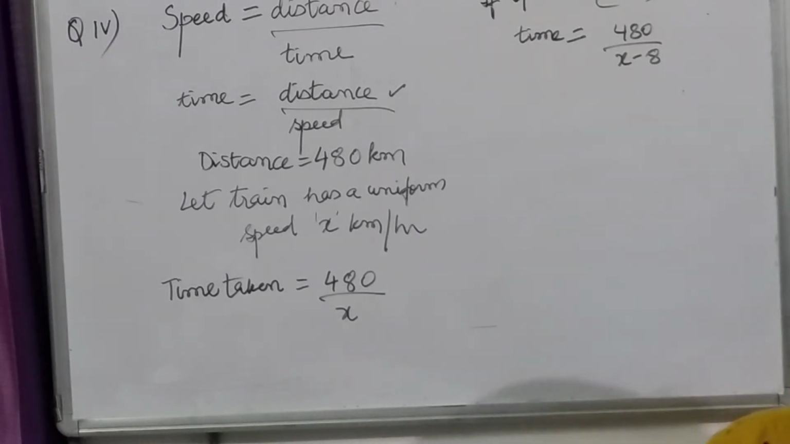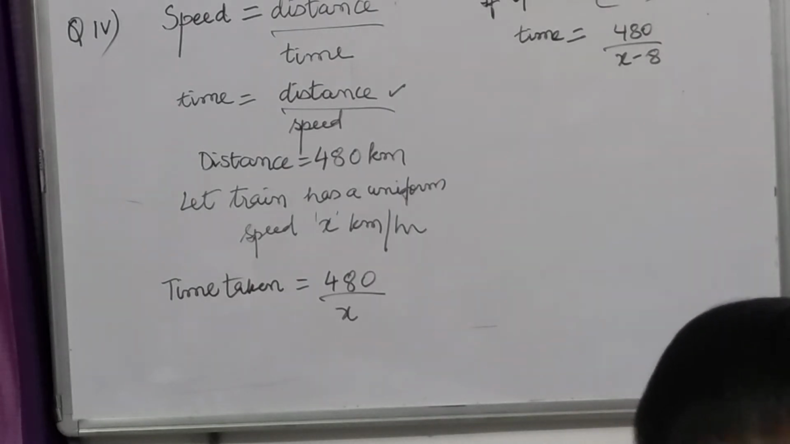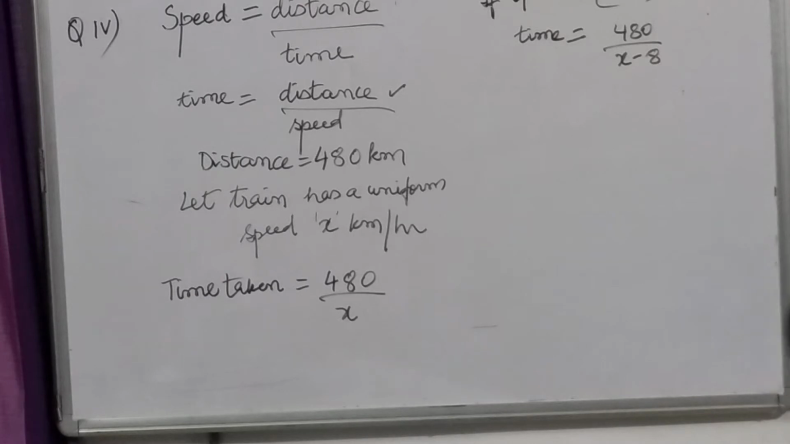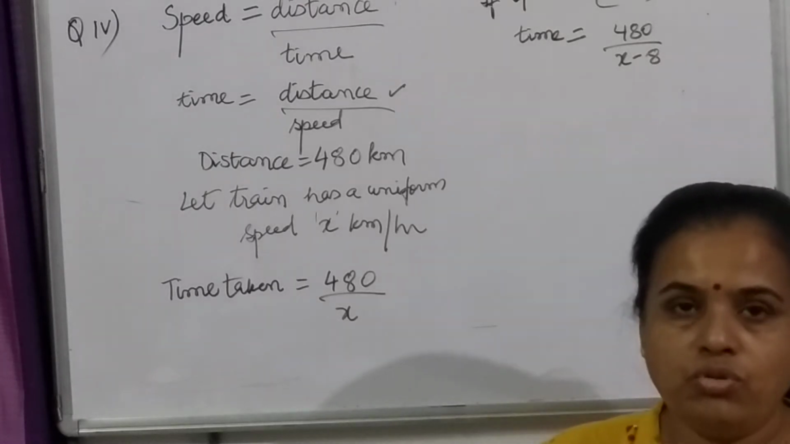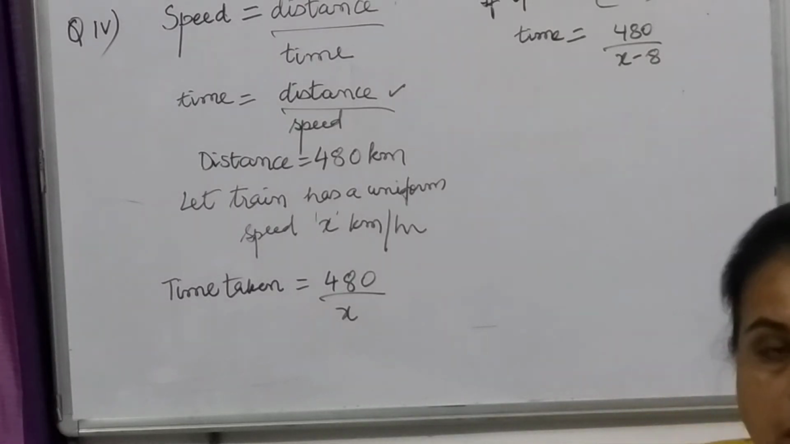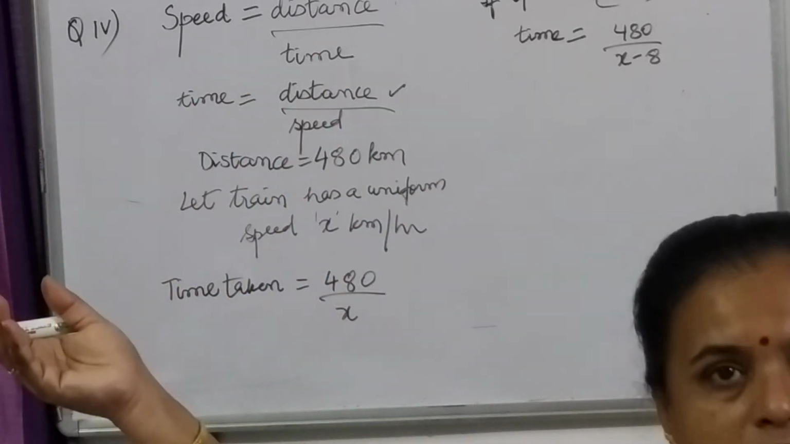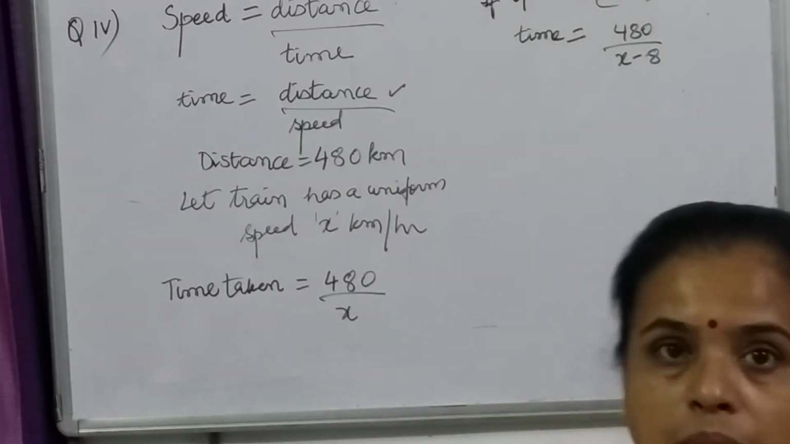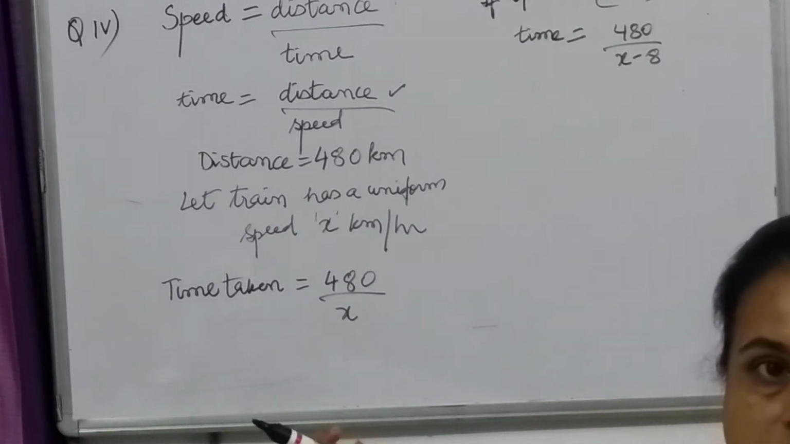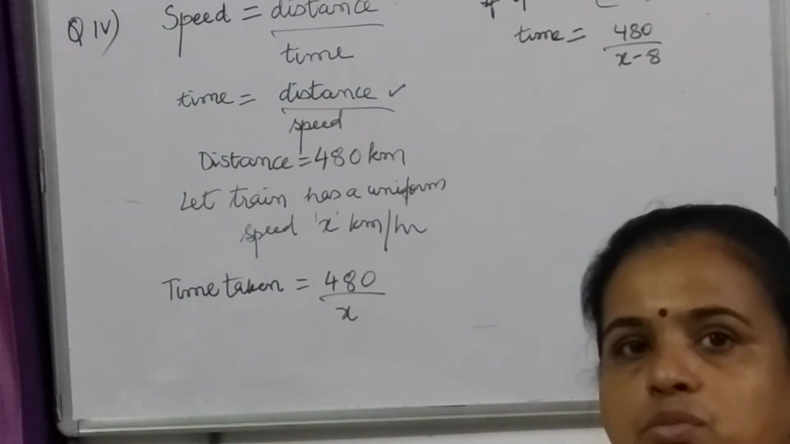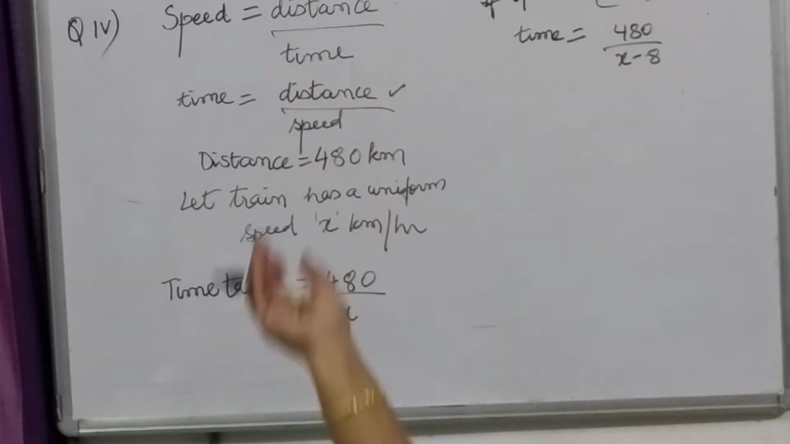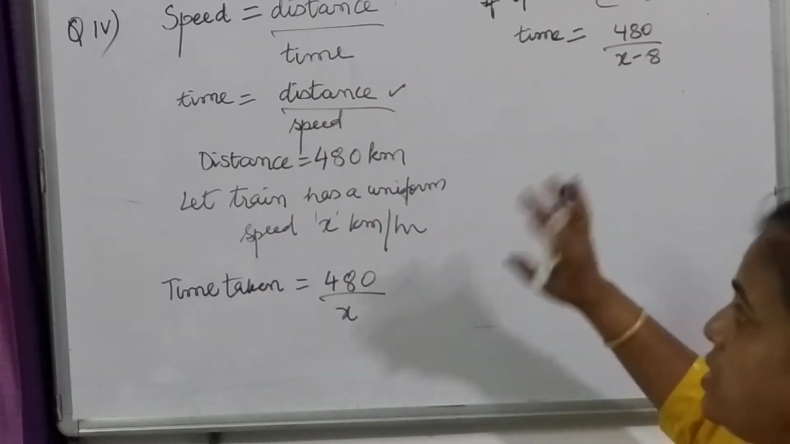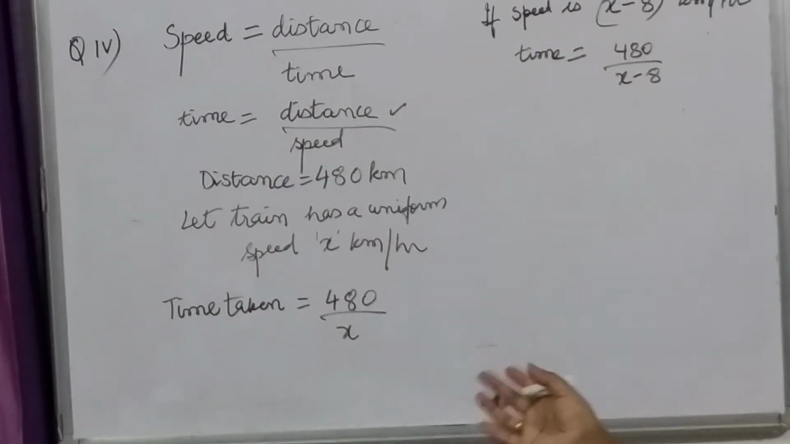They are saying that when the speed is decreased, it takes 3 hours more. Every one of you travels by train, so you know that if the speed is decreased, then the time is increased. Suppose you are reaching Ajmer at 7 o'clock, but if the speed was decreased and it is taking 3 hours more, it is going to reach at 10 o'clock now. So we have to just compare the situations.